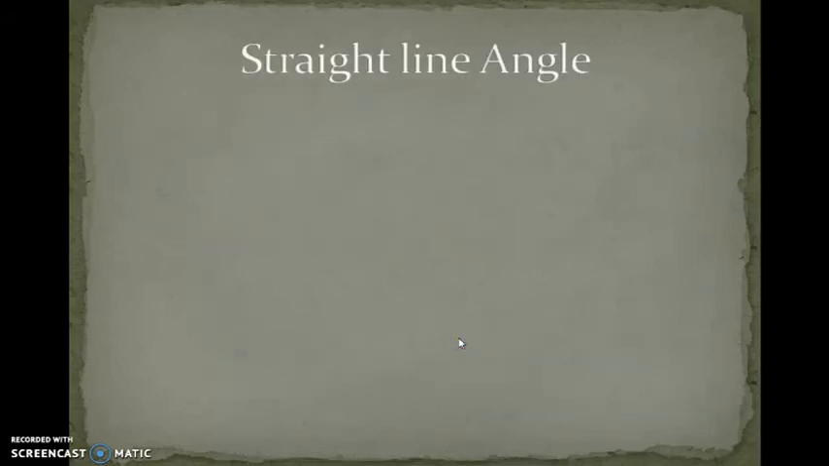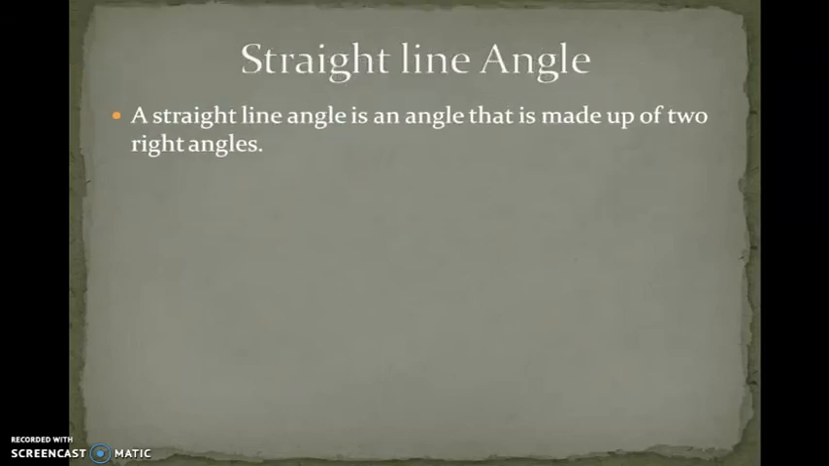Then the next one we should be looking at is what? Good. Straight line angle. Now, a straight line angle is an angle that is made up of two right angles. So when you have two right angles, it makes a straight line angle. Of course, you see, this is a square corner angle or a right angle. This is one right angle facing the right hand side, and this is another right angle facing the left hand side.